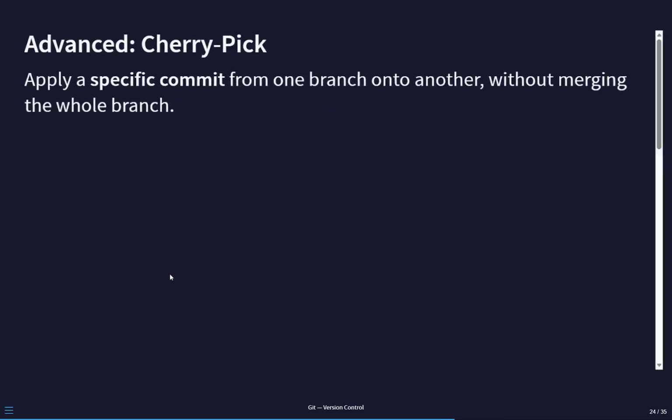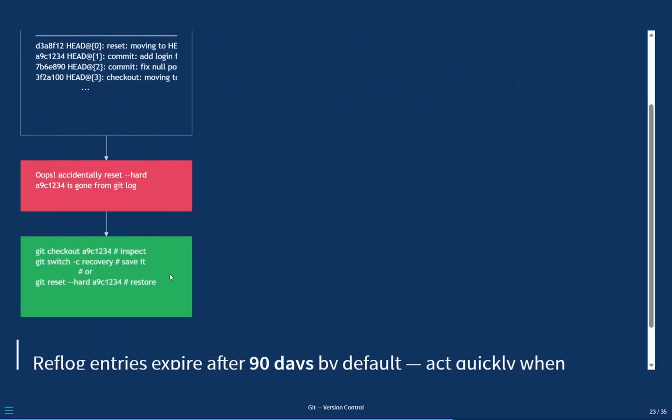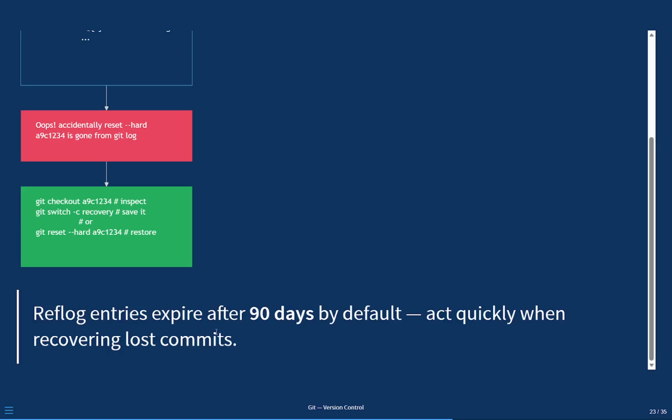One caveat: reflog entries expire. By default, they are kept for 90 days. After that, orphaned commits can be garbage collected. So if you need to recover something, do it promptly. The reflog is the reason developers say, in Git, almost nothing is ever truly lost. Keep that in your back pocket.